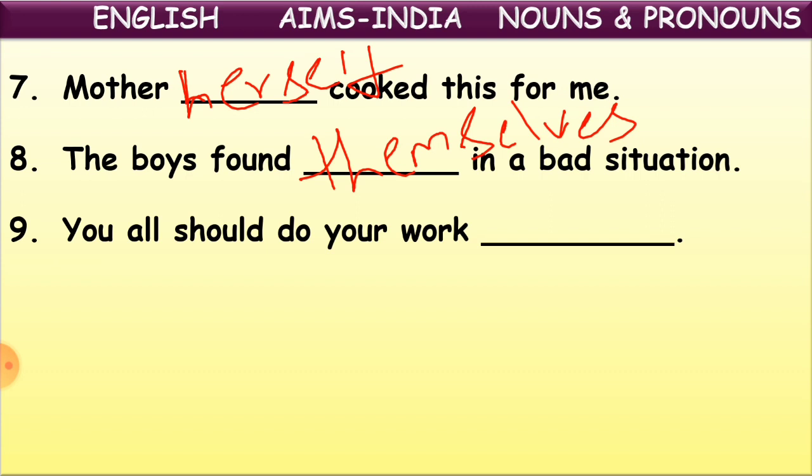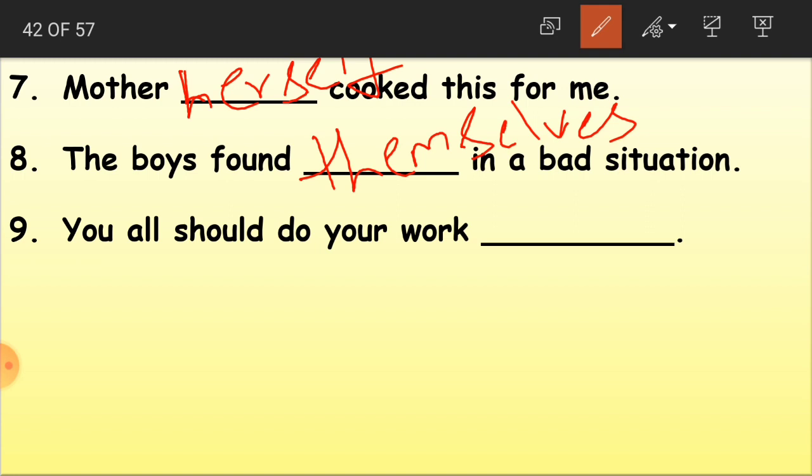You all should do your work. What must come here? It is yourself. You all should do your work yourself. That is, we are addressing each and every student there. So it becomes a singular, you here. So you all should do your work yourself.